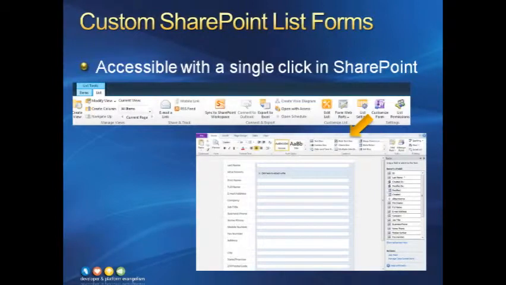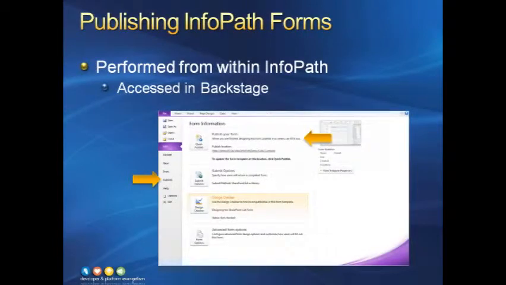It's that easy. To publish the form, once you've gone into InfoPath and built it, you go to the Backstage and click the Quick Publish button. It's automatically going to publish that form back to the location you started from.